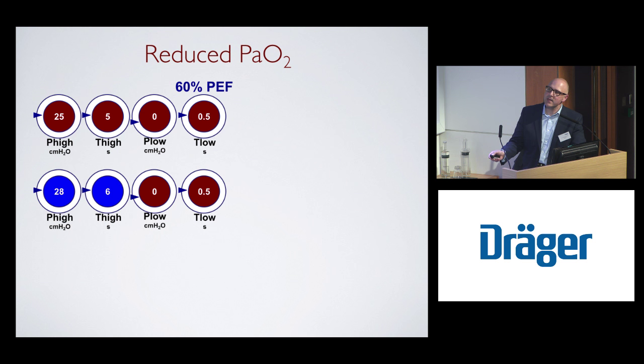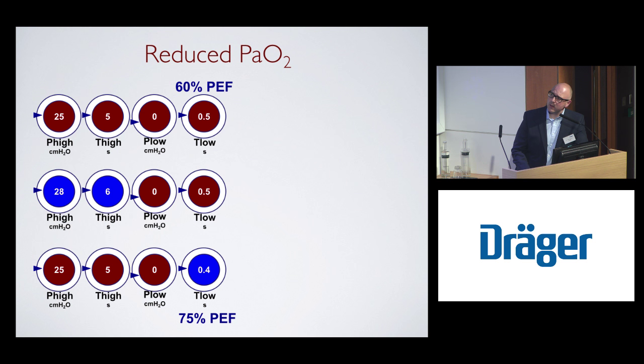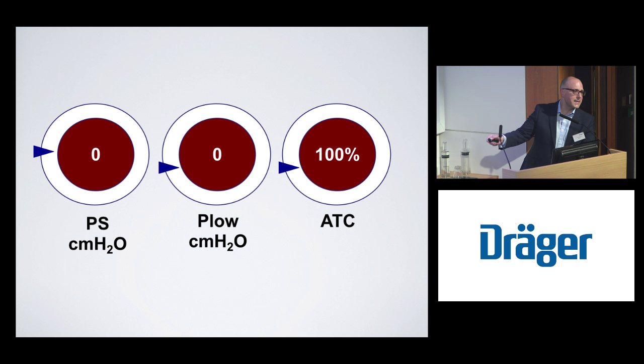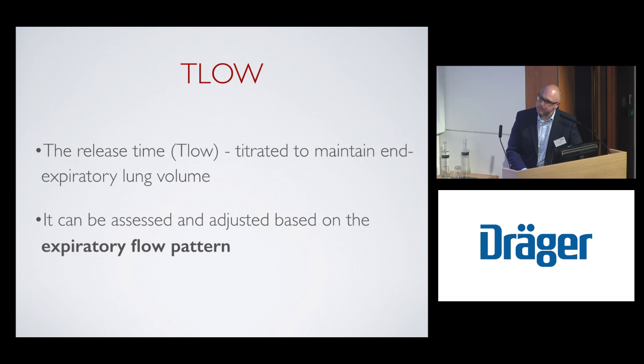Or clearly, the other option is that this release is too long. So we need to shorten the release time, the T low, so we can achieve 75%. Then we have a more homogeneous lung, much more recruitment, and the PO2 will go up. Obviously, if you have a pressure support, it's always zero. We don't want any inspiratory synchronization that can cause lung injury, so we always set it to zero. And if you do have an ATC, we would like to decrease the friction, the resistance, as much as possible, so we set it to 100%.